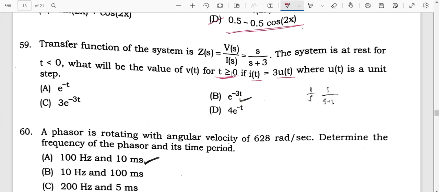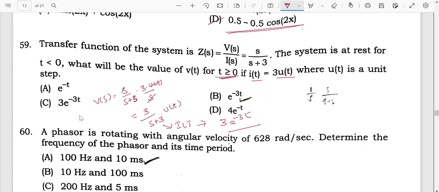So v is nothing but I into R, a simple formula here. V(s) equals s/(s+3) times I(s), where i(t) = 3 u(t), which is nothing but 3/s. So we need to transform into the s domain. Here the s gets cancelled, giving 3/(s+3). The inverse Laplace transformation of this is going to be 3 e power minus 3t here. So the answer is C.